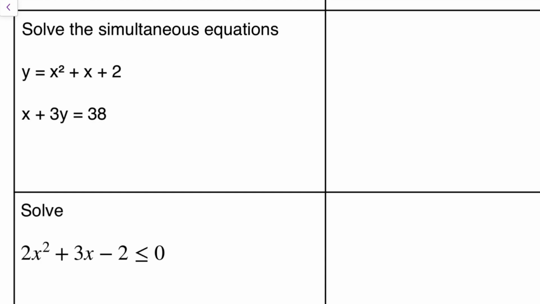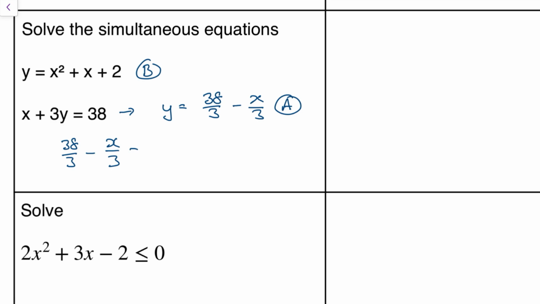Solve the simultaneous equations. Now the temptation here, I think, is to say that x equals 38 minus 3y. But that looks a bit messy. So what I might do instead is say y is equal to 38 over 3 minus x over 3. I'm not sure this is going to be much quicker, and I'll try and fix it in a second, because then I can say that this is equal to this. Right, so let's write this out. 38 over 3, minus x over 3, is equal to x squared plus x plus 2.